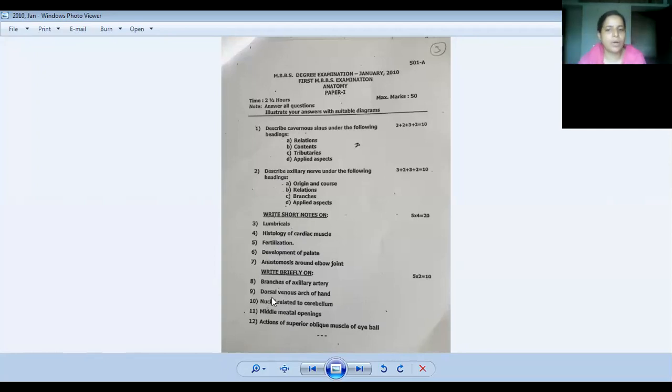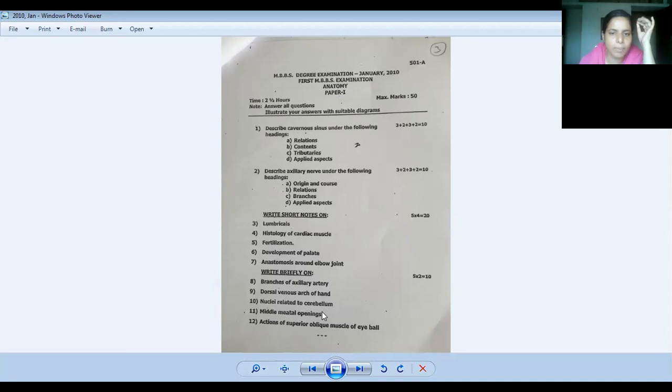Okay, so the dorsal venous arch of the hand is a venous arch which you see on the dorsum of our hand. Medially it continues as the basilic vein, laterally it continues as the cephalic vein. So on the dorsum of the hand, whatever arch we see, that is the dorsal venous arch. It receives venous channels from the digital veins, and the metacarpal veins drain into it.